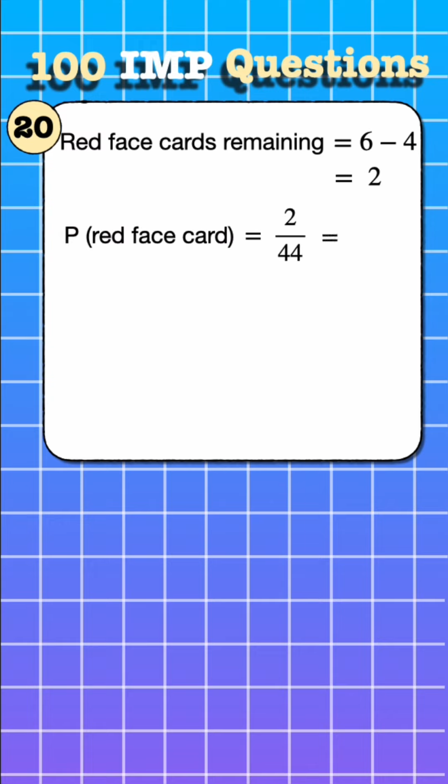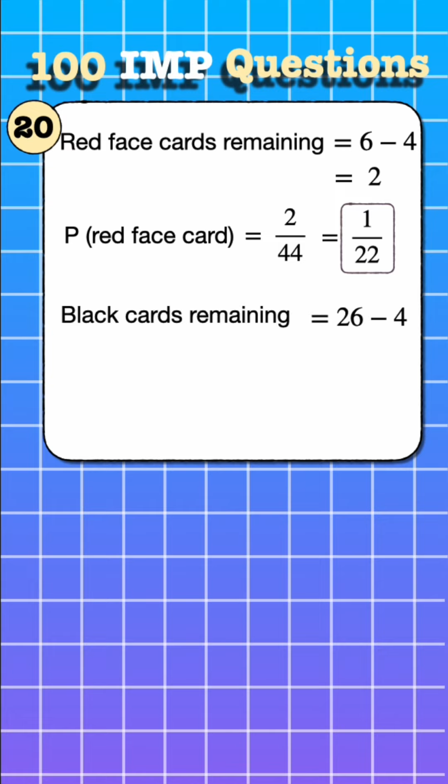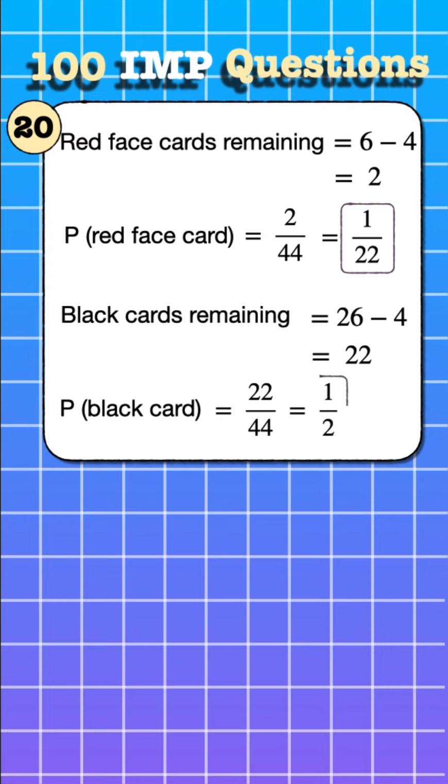Now the second question is the black card. So how many black cards are remaining? Originally there are 26 black cards. Out of that, 4 we have removed, 2 black kings and 2 black queens. So the remaining are 22. So these are our favorable outcomes. So probability is 22 upon 44, which is 1/2. That's it.